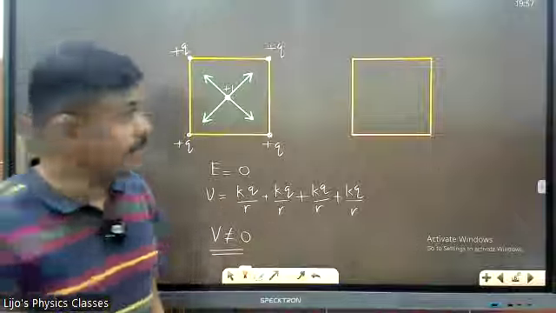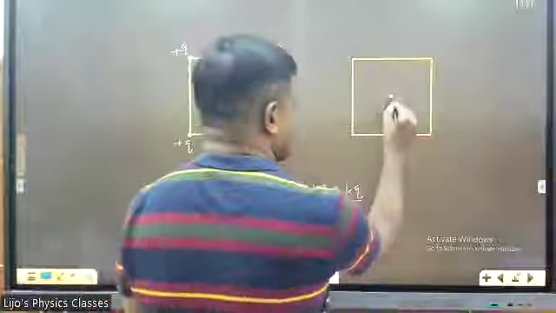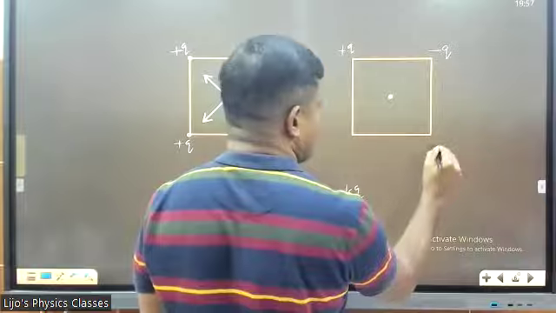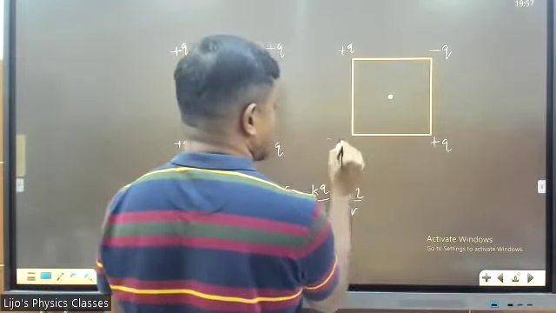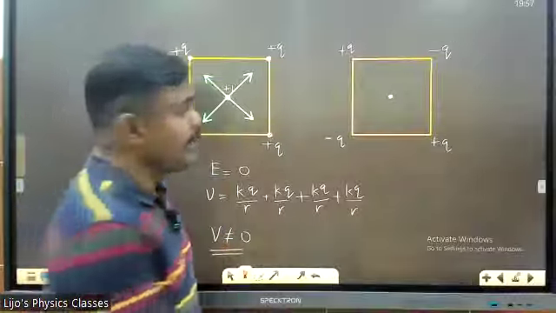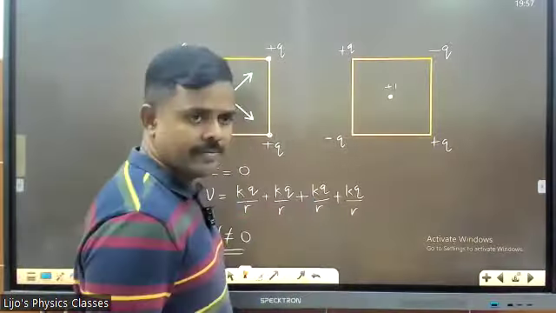Now let me do the second one. This time you will understand. Don't worry. I am finding this case. Plus Q I am putting here, minus Q here, plus Q here, and minus Q here. How do you find the electric field? Put a plus 1 coulomb like all times, right?